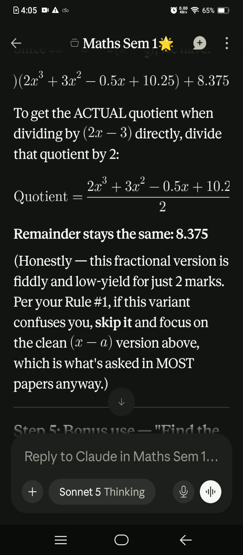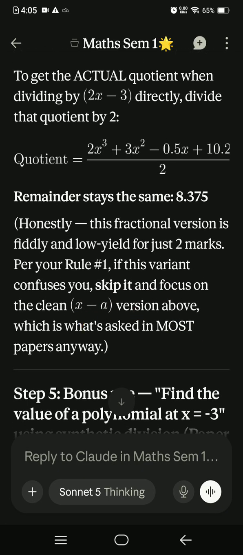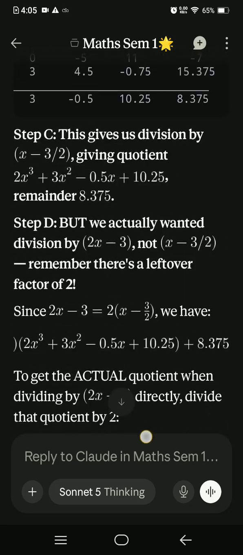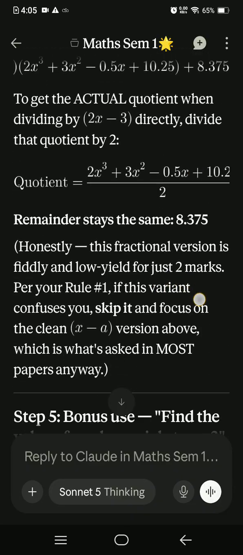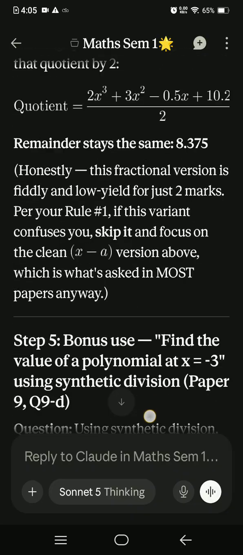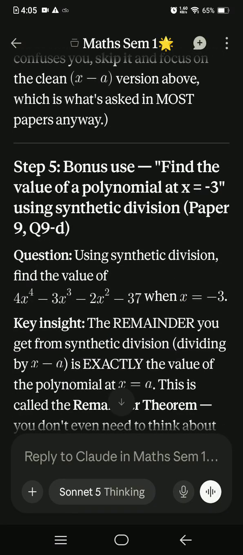Honestly, this fractional version is fiddly and low yield for just 2 marks. Yeah, for your rule number 1, if this variant confuses you, skip it and focus on the clean version above, which is what's asked in most papers anyways. This was very weird. For 2 marks, it doesn't feel worth it, so I'm not going to put a lot of effort into it. Step 5, one: find the value of a polynomial at x equals minus 3 using synthetic division.